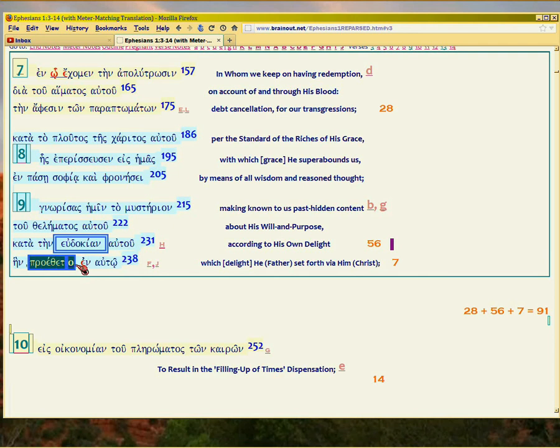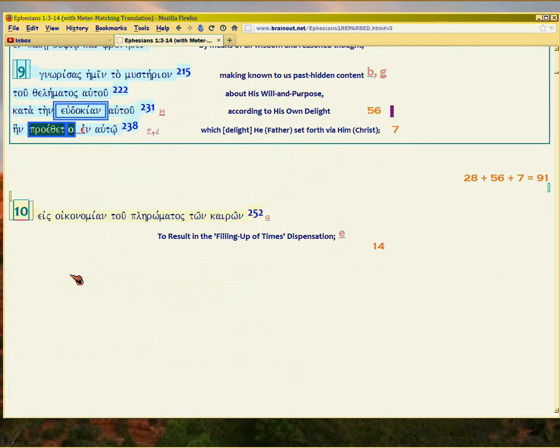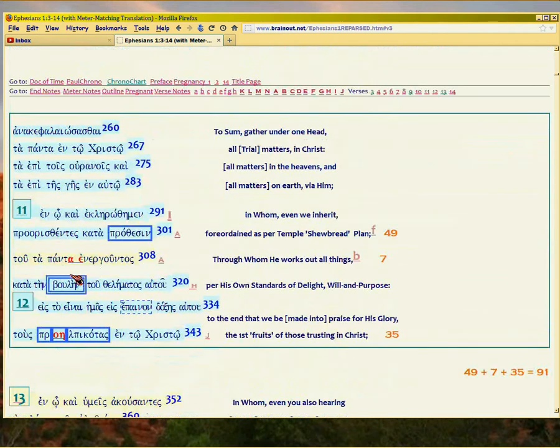This third anaphora I'm calling Temple Trio. I didn't know what else to call it. It sounded catchy. It's proeteto followed by protesin, which means showbread, temple showbread. And unfortunately in your English Bibles they just translate it as foreordained per a plan. They leave out what kind of plan it is. I submit that's anti-Semitism. It's temple showbread. This means temple showbread.